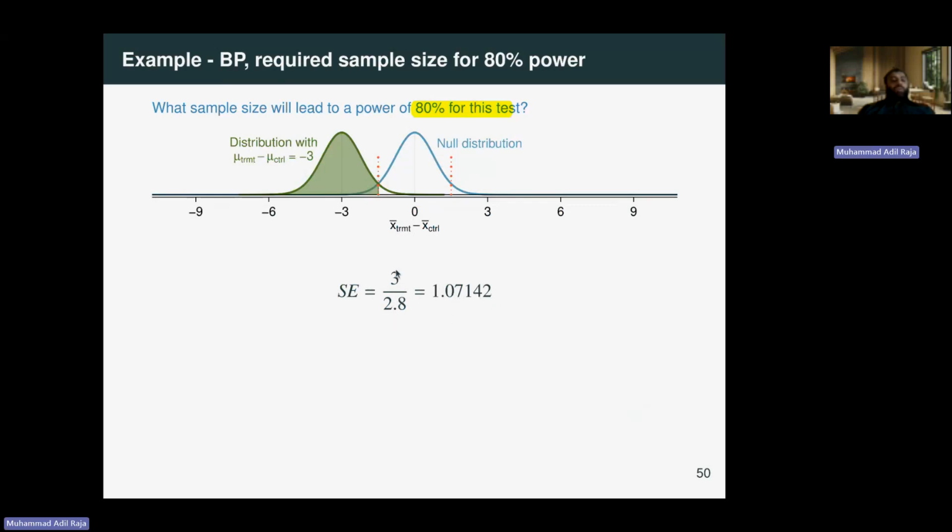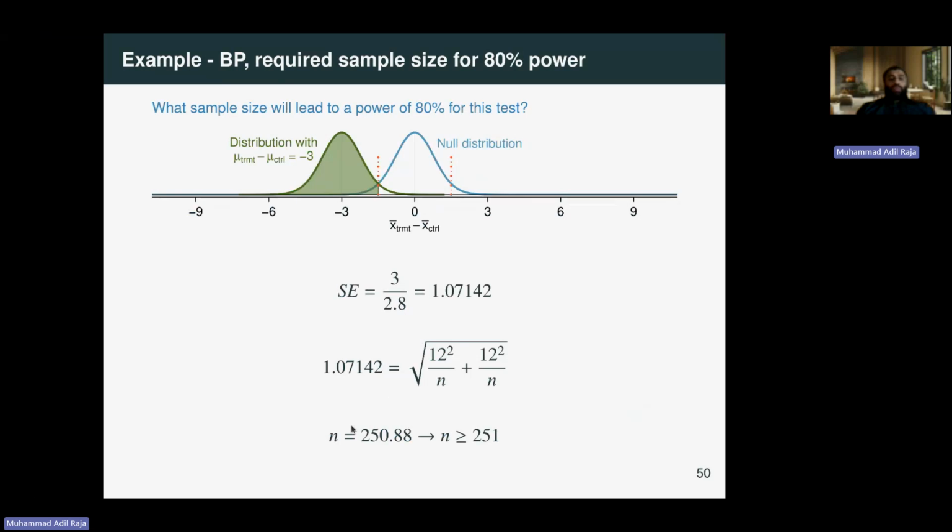1.07142. So the question is, where did this 2.8 come from? Where did this 3 come from? This can be confusing if you look at the slides. And then he equates it to this. Where did this come from? This is the problem. Okay, so n is equal to 250, and so on. So he's done some calculations over here. So where did this come from?